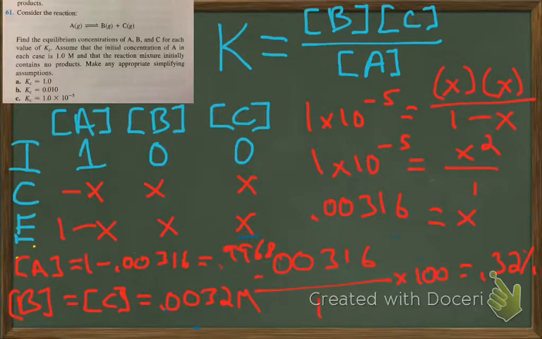So the only difference between C and D is C was actually way easier because I made the assumption that 1 minus x pretty much equals 1. Therefore, I didn't have to do the whole quadratic equation. I got rid of all that nonsense, and I just took the square root and simplified it real fast. So sometimes you can make that assumption if K is really small. If K is not small, you're going to have to use the quadratic equation.